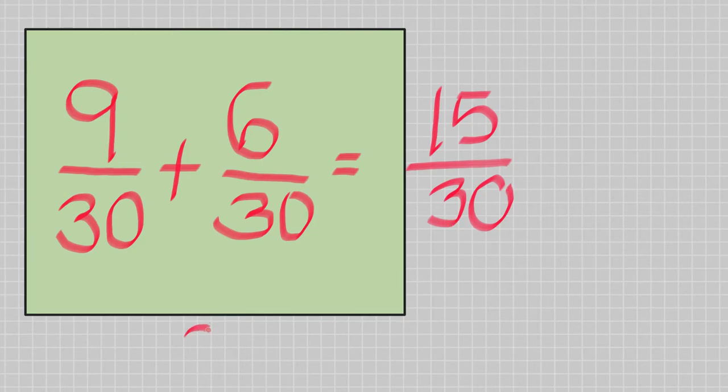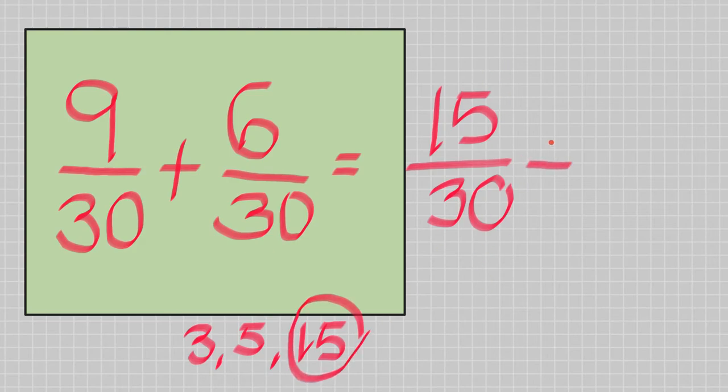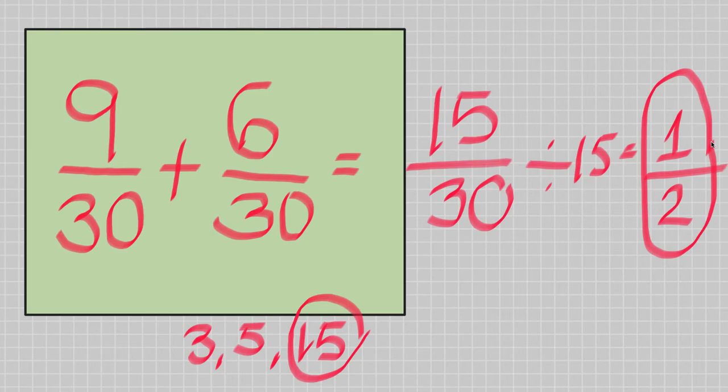We can find numbers that can divide 15 and 30. Actually, there are many. 3 is possible, 5 is possible, and 15 is possible. But we need to use the greatest number that can divide the numerator and denominator, and that is 15. So 15 divided by 15 is 1. 30 divided by 15 is 2. So therefore, the final answer here is 1/2. 9 over 30 plus 6 over 30, the final or simplified answer is 1/2.